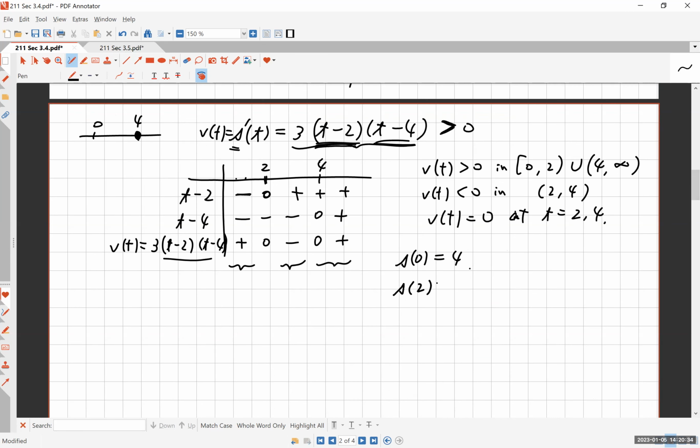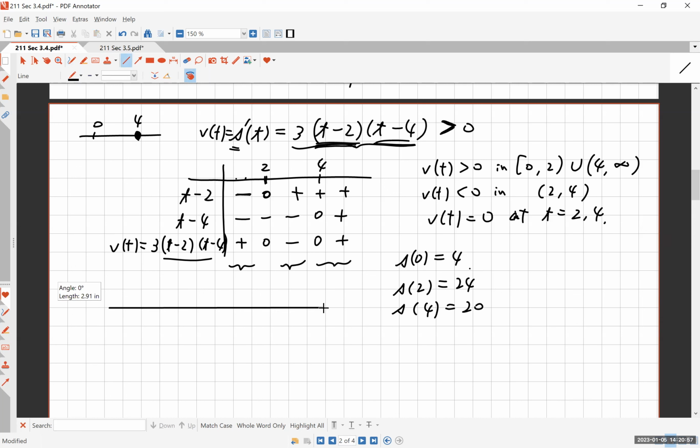So when you plug in 2, you get 24. And when you plug in 4, this is 64 minus 144 plus 96 plus 4. If you calculate this, you can easily compute the answer to be 20. All right, so now we have a good understanding of what this motion looks like.